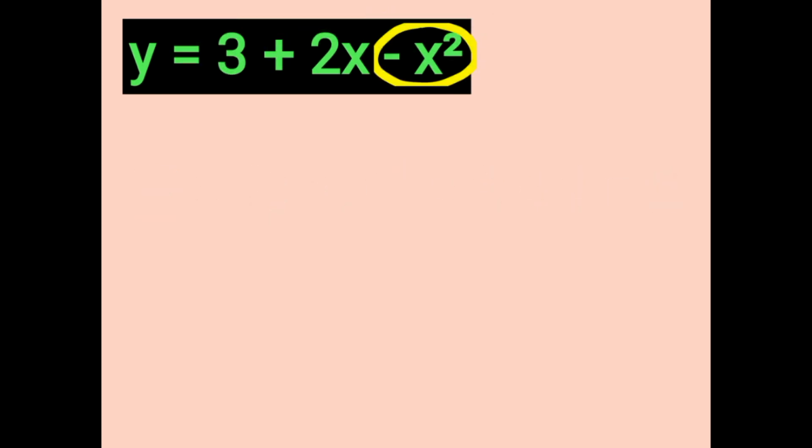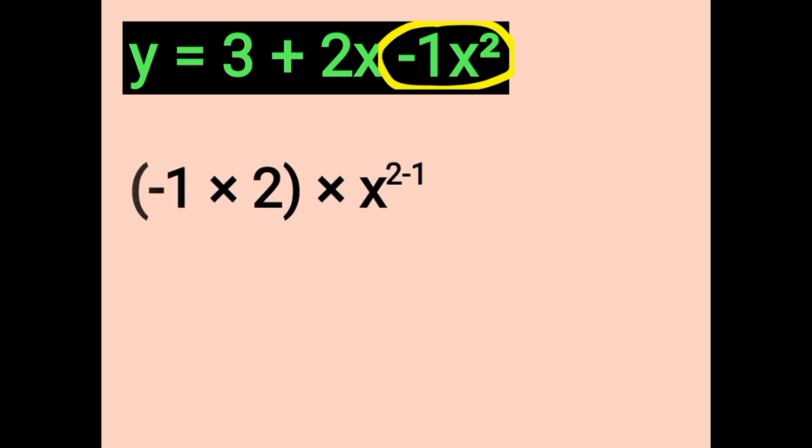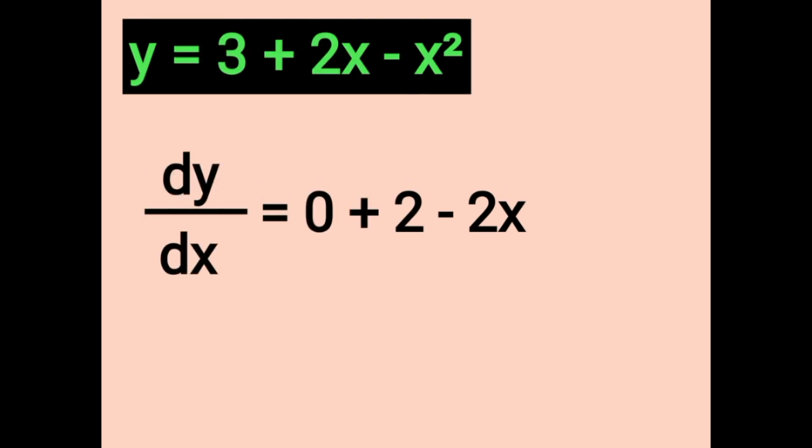Now, minus x squared. So, let's say minus 1 x squared to avoid confusion. Then, differentiating minus 1 x squared gives us minus 1 times 2 times x to the power 2 minus 1, as we multiplied the constant minus 1 by the power 2 and then subtracted 1 from that power. So, minus 2 times x to the power 1 equals minus 2x. Then, dy over dx equals 0 plus 2 plus minus 2x equals 2 minus 2x.